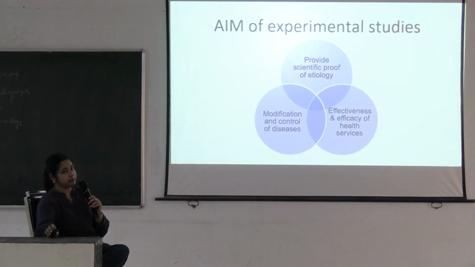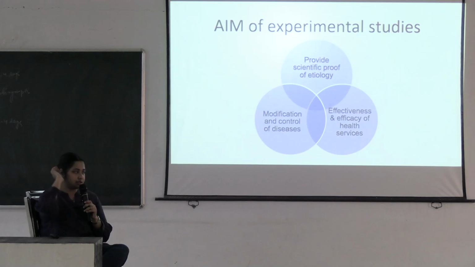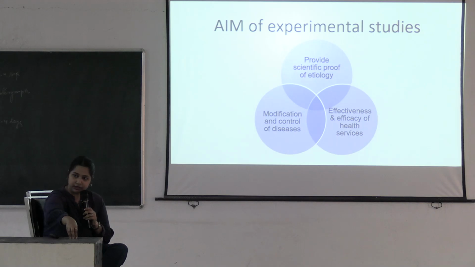So what are the aims of the experimental studies? Firstly, it provides scientific proof of the etiology. Whenever the investigator is giving the exposure himself or herself, they are studying the effects of that exposure on the people in the group. So it is a prospective study. They start with the exposure and then later see the outcome.